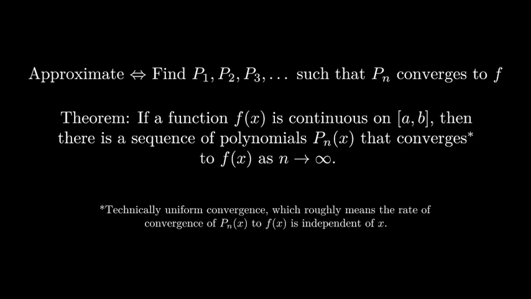Now, technically, we can find a uniformly convergent sequence, which is a bit stronger notion, and roughly means that the rate of convergence doesn't depend on x. But that's a bit beyond the scope of this video. Let's take a quick detour to talk about some of the key ideas behind why the Weierstrass approximation theorem works.